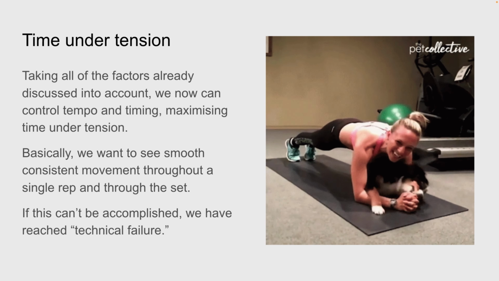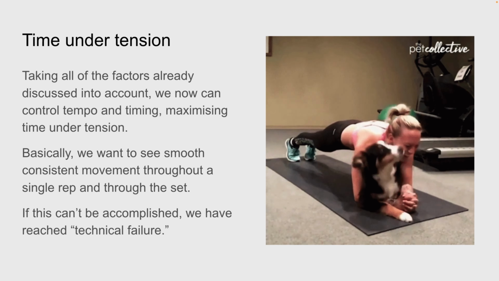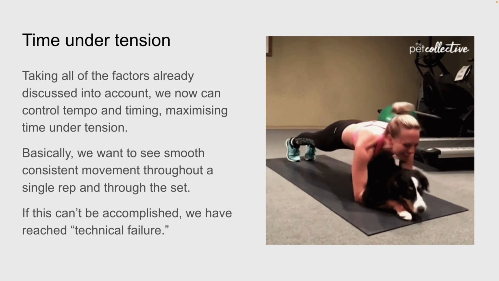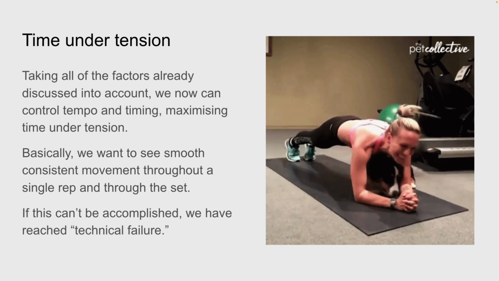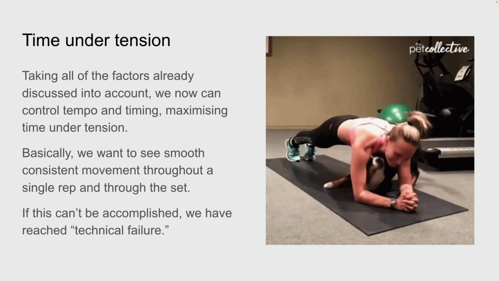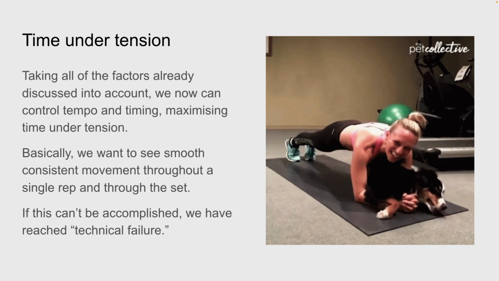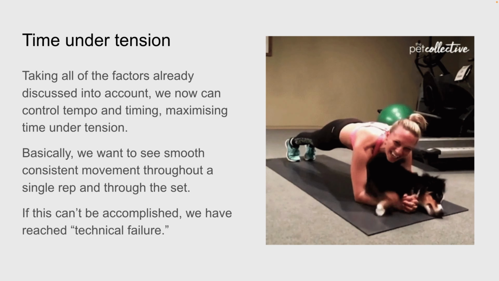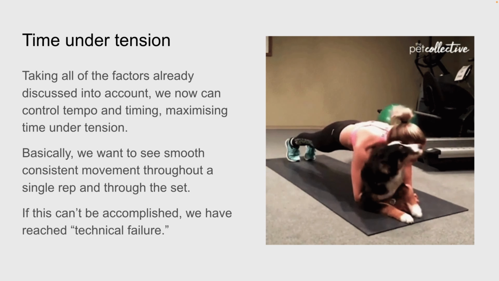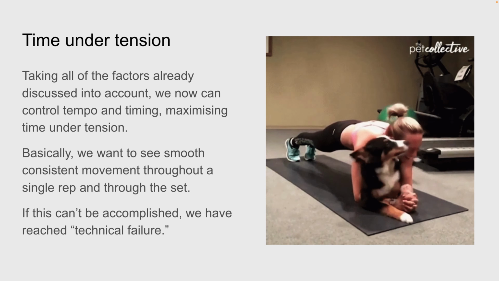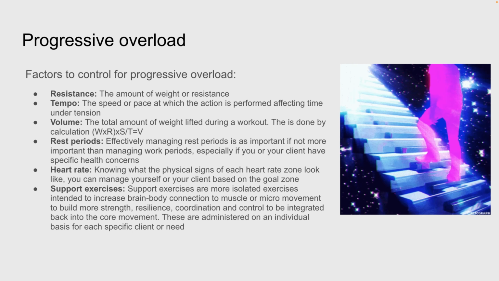That tells us we're at technical failure, we've reached fatigue, and that way we don't need to go into total failure. We don't need to work to the point where the joints could potentially be at risk and the tonic muscles are likely going to become overactive. We instead want to work to technical failure and then rest from that point and continuously overload the muscle fibers in that manner so that we're building in good mechanics.